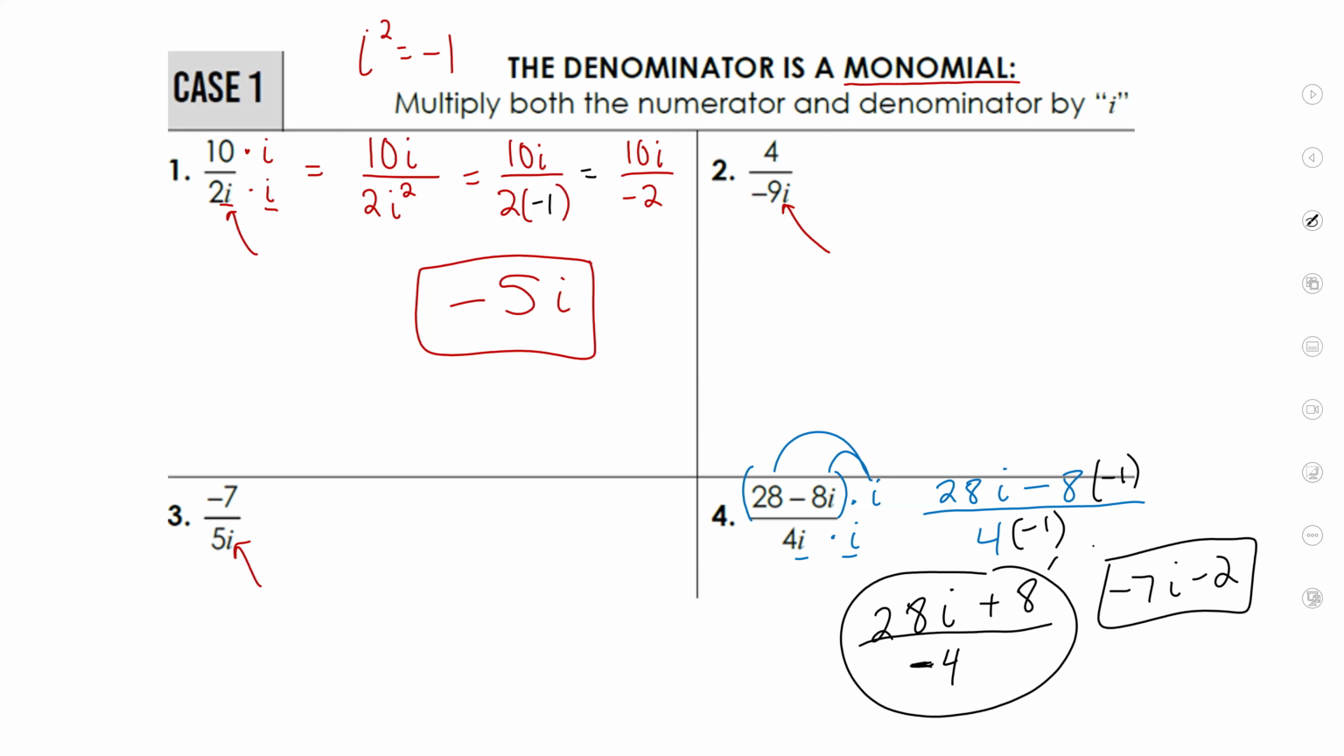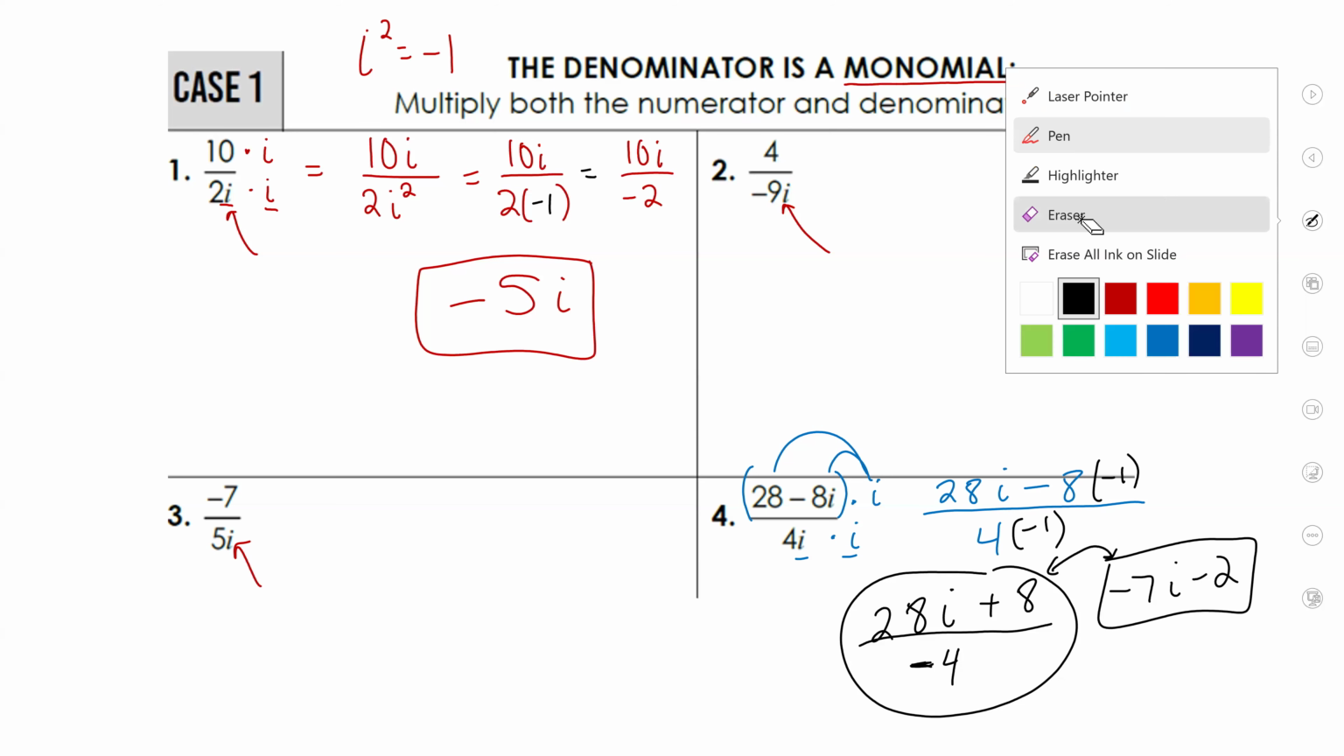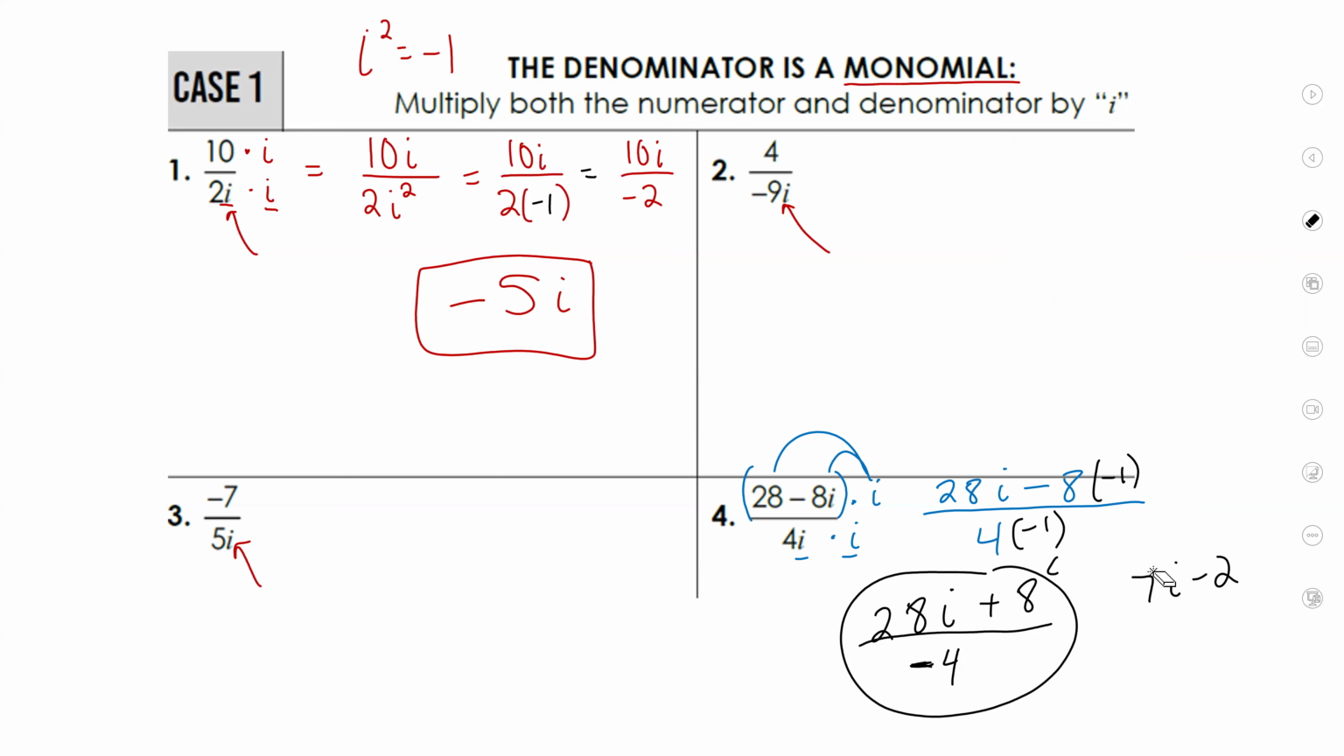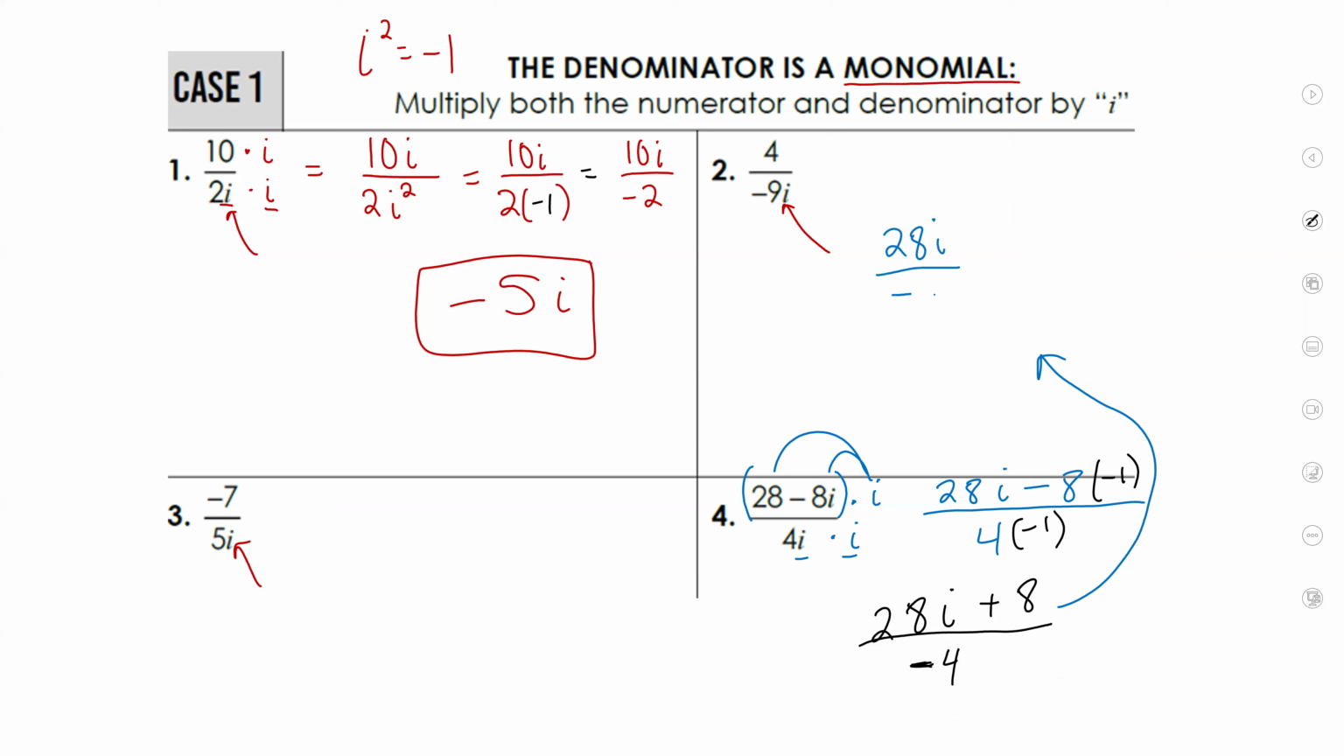Okay, if that confused you, let me break it down. Let's rewind. That was a quick way. Let's do it the slow way. We're going to simplify this fraction. I'm going to come up here where I have some space. I'm going to write this as two different fractions. Everyone look. 28i over -4. That's the first part. Plus 8 over -4. Is that okay so far? I just split it into two fractions.